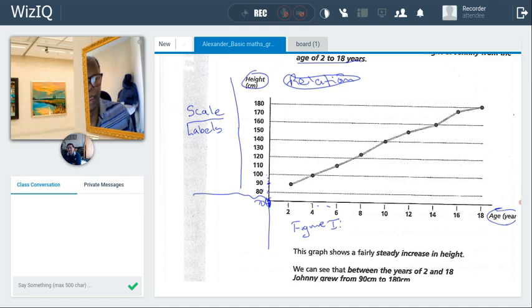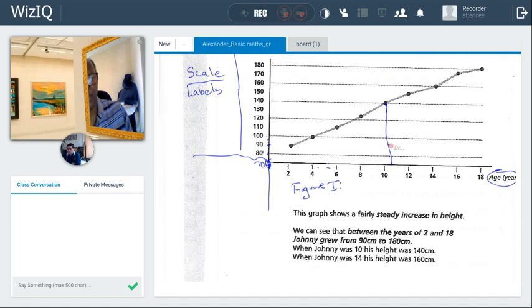So if we're going to look at, let's say for example, the year 10, the year 14, year 16, year 18, we should be able to tell what the heights are. So we can actually read off from the graph. For example, all we need is to take a line down, and then also look at this line here. So it corresponds the age with the height. All right.